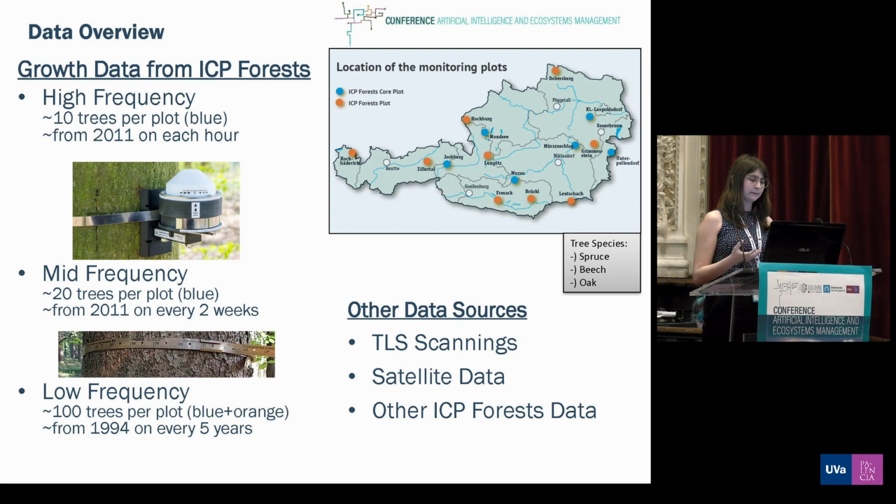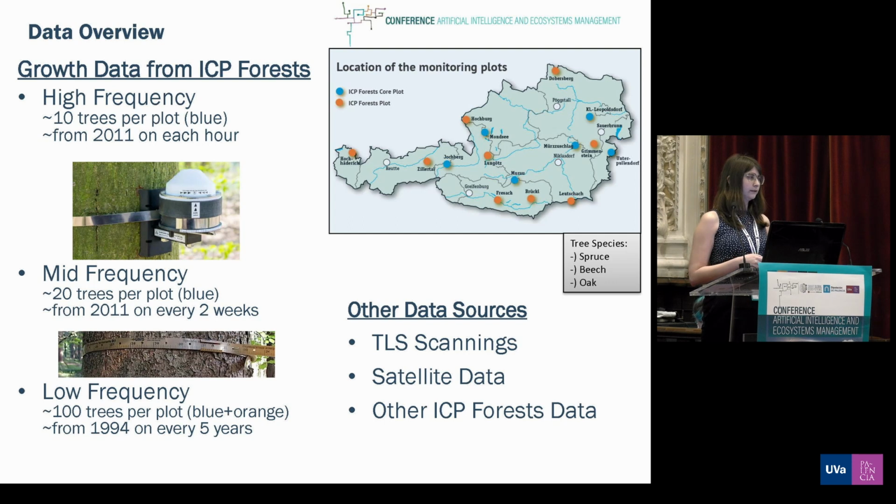For the low frequency measurements, we have approximately 100 trees per plot, which depends on the stand structure and also the tree species. And we have those at the 6 core plots, but also at the other normal plots that we have within ICP in Austria.